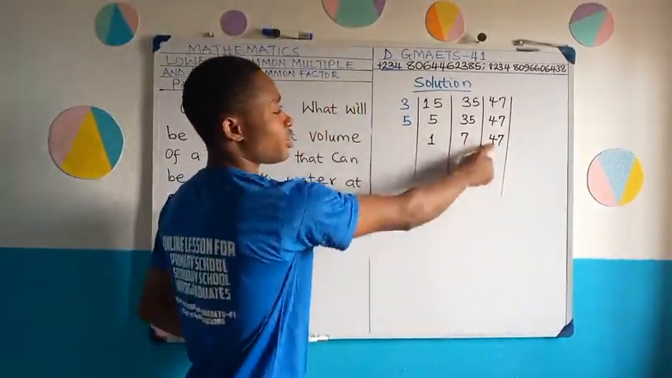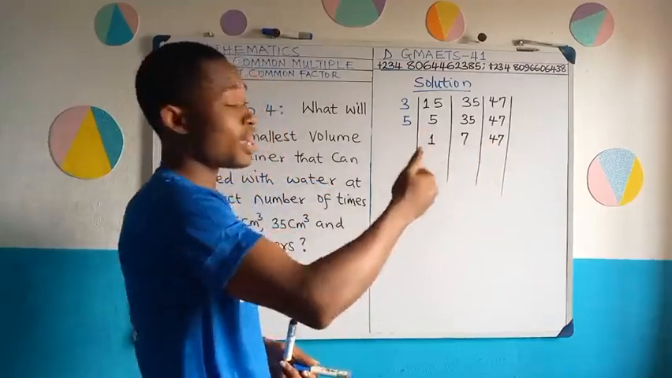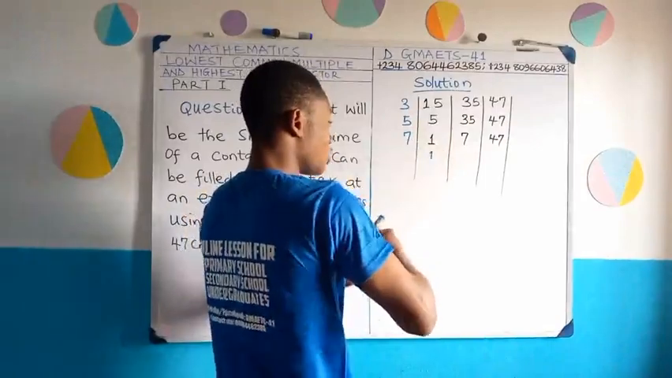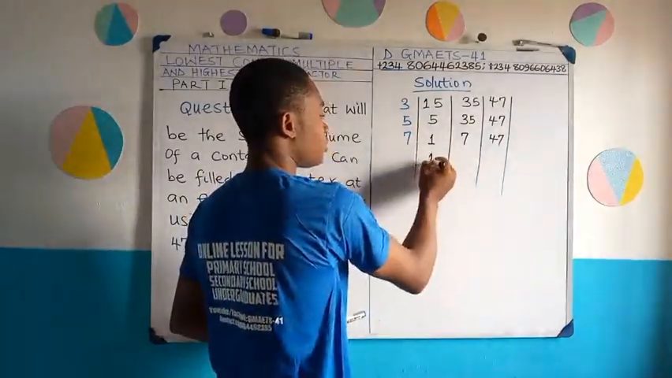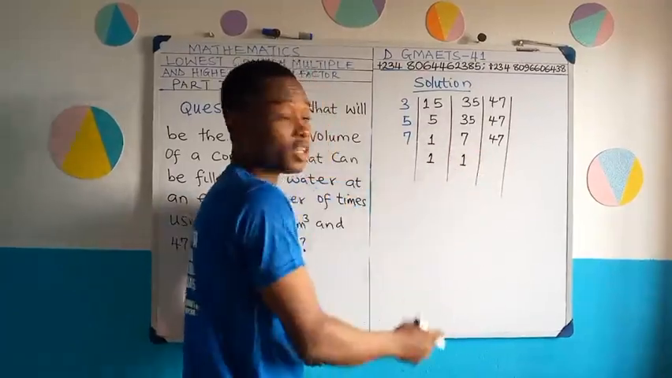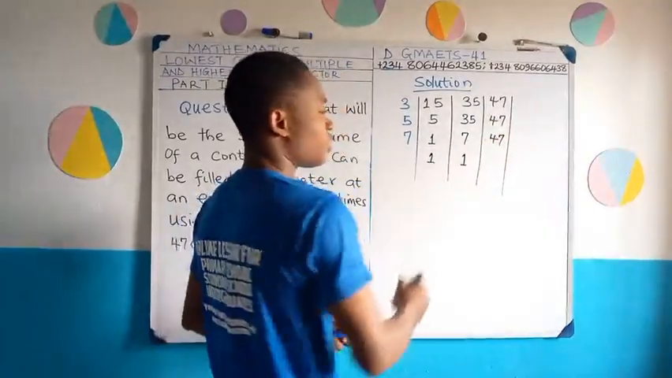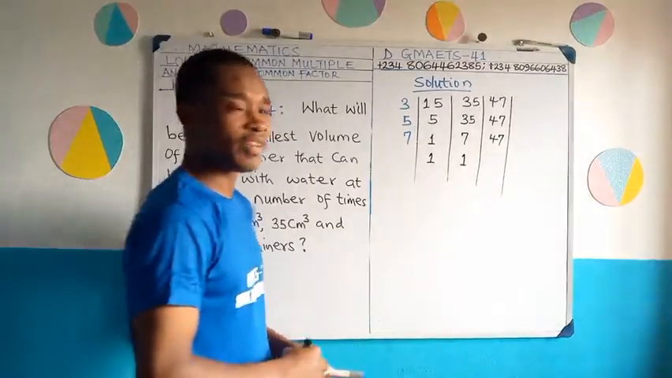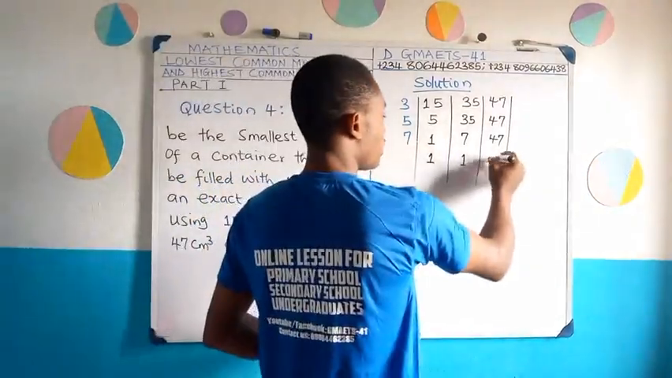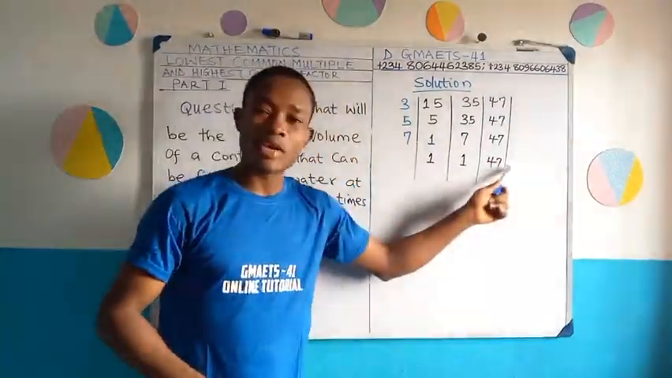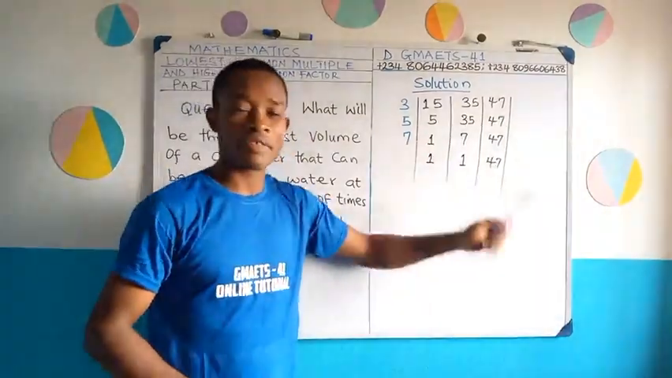Can 6 divide any number here? No. So we'll check for another higher number, 7. 7 can divide. This has already gotten to 1, so we'll bring down 1 here. 7 can divide this 7, it will give us 1, so this column has also finished. We'll come here, 47. 7 cannot divide 47, so we'll bring down 47 here. Alright, at this point, no other number can divide apart from 47.